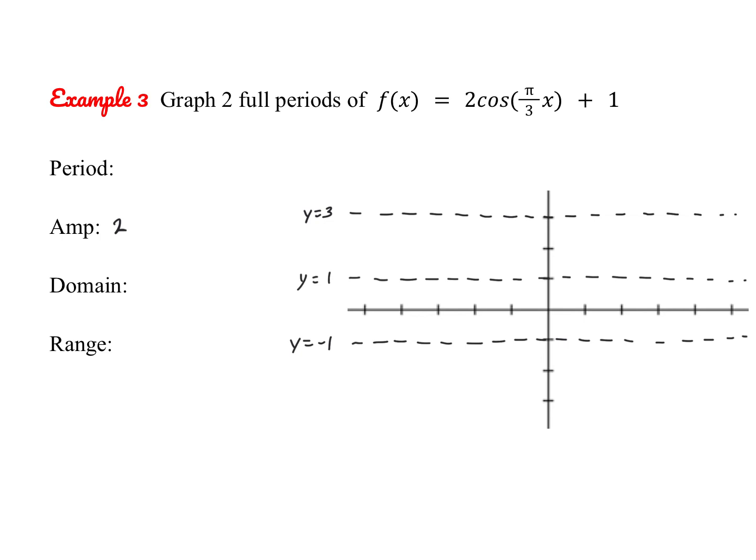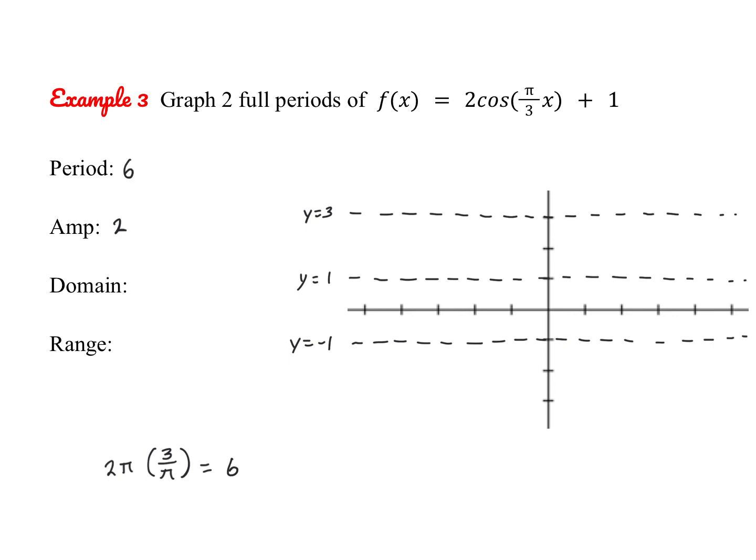So now I need to look at the period of our graph. I see here that we're going to have a horizontal shrink by a factor of 3 over pi. So we take our original period, which is 2 pi, and multiply it by that reciprocal factor, which is 3 over pi, and then we see that our period is actually 6. So our period is 6.